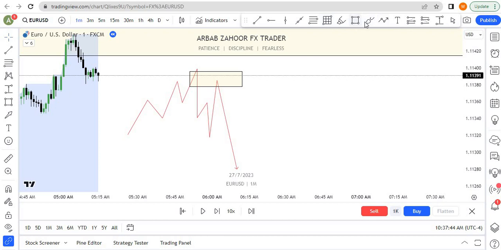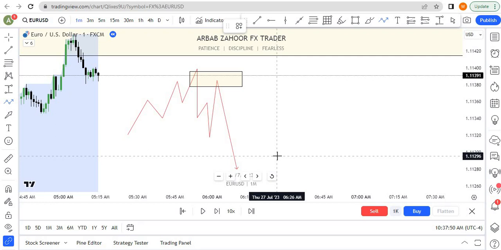The second one is called a flip entry. Many of you don't know what a flip entry is. When price changes from demand to supply or supply to demand, as per price action, you will sell on that basis. The third one is the single candle mitigation.